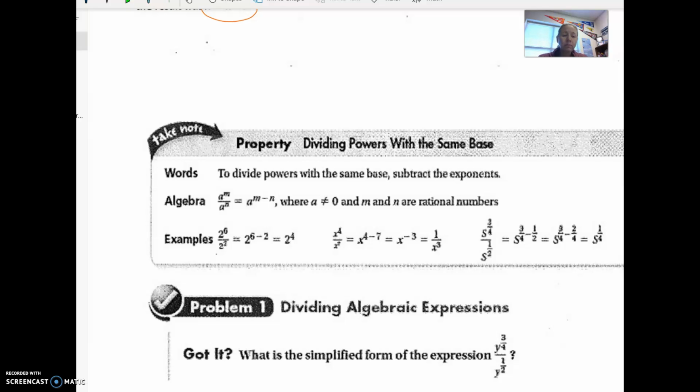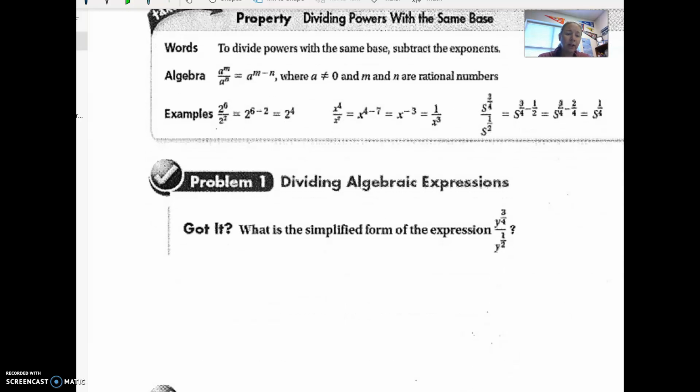So if we look at this example here, we're just going to subtract. So think of that 1/2 as 2/4. I'm going to go ahead and change it to 2/4. That way when we subtract, we're really just taking 3/4 minus the 2/4. And that would leave us with 1/4. So it simplifies to y to the 1/4 power.